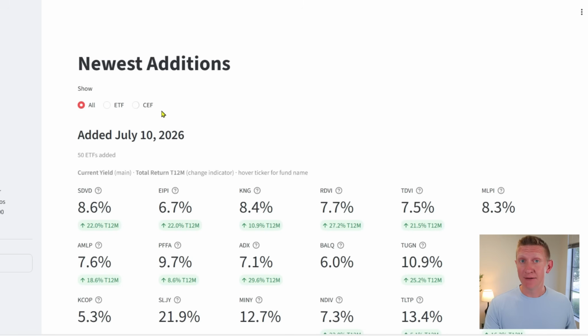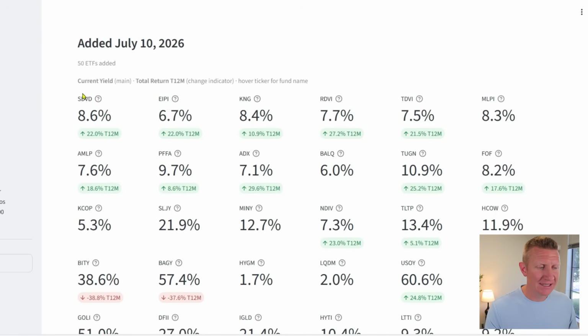Some of them were ETFs or exchange traded funds. Some of them were closed end funds, which are a little bit different. They trade more like a stock than they do an ETF. And you can hover over each one to see what the full name of it is. You can see this top number here is their current yield right now. And the number below that is the trailing 12 months total return. You can see here in the most recent update, we added 50 ETFs.